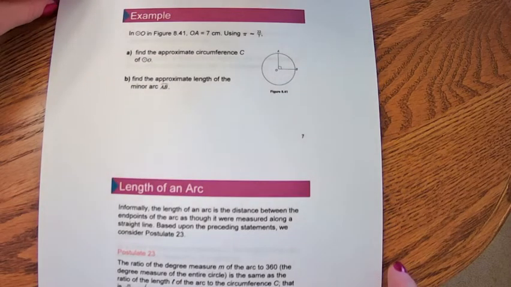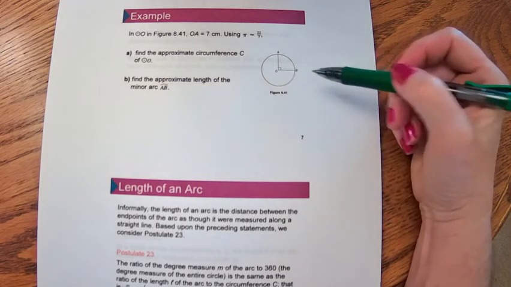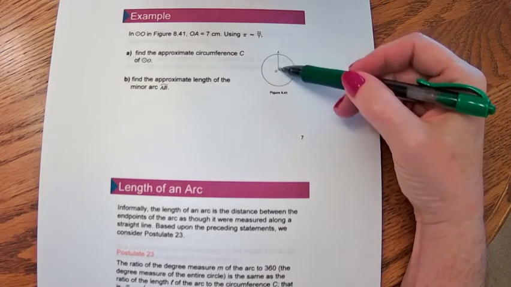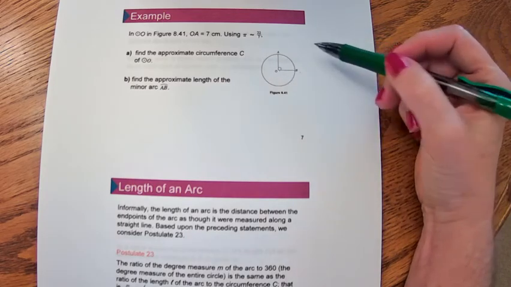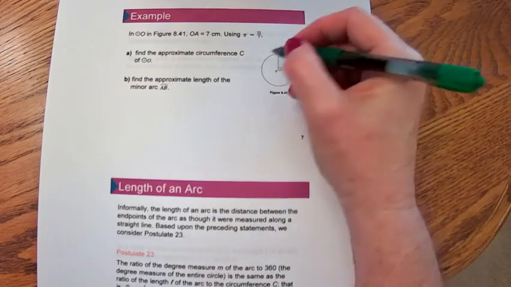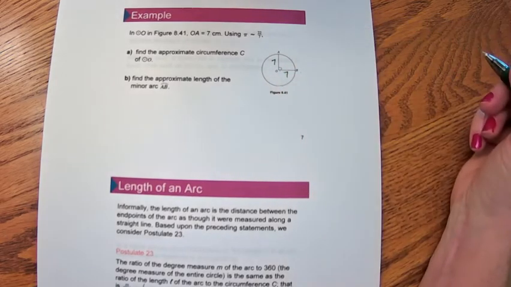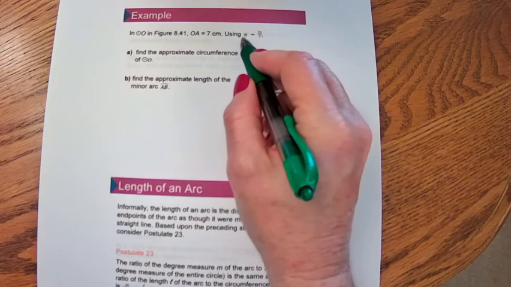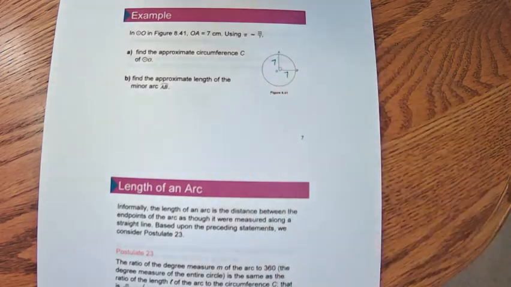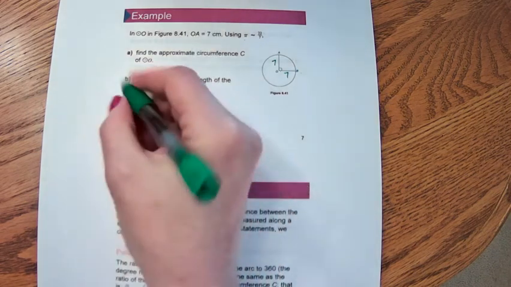All right, so let's practice. Let's see what we see here. Here we have circle O. The center is O, and we see this central angle AOB is a 90-degree angle, a right angle. We're told that the length of OA is 7 centimeters. Well, that's a radius, which means the length of OB is also 7, because all radii are congruent. And notice they're telling us to use the fraction 22 over 7 as the approximation. So they want us to find the approximate circumference of circle O.